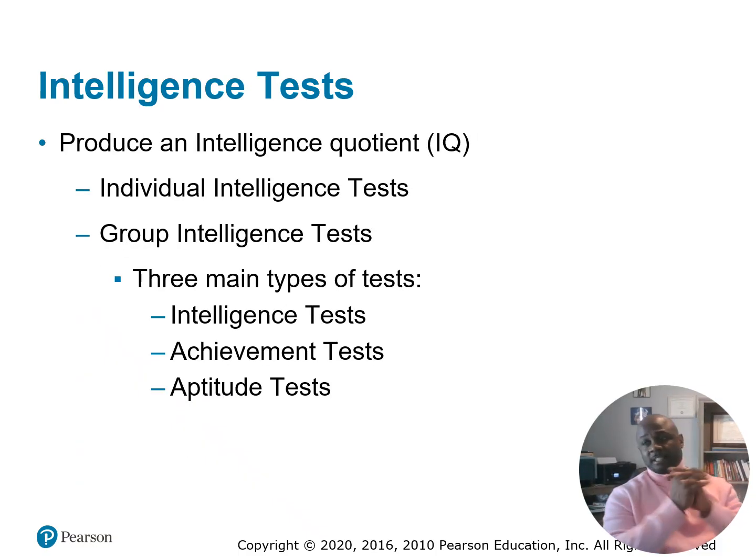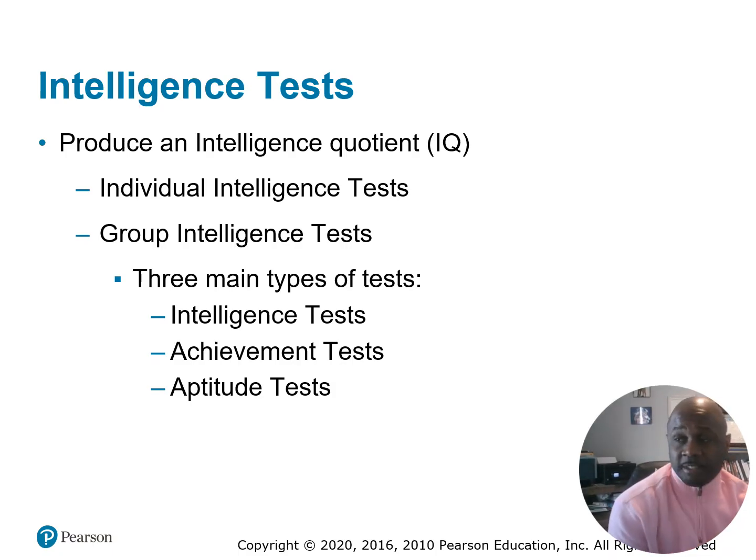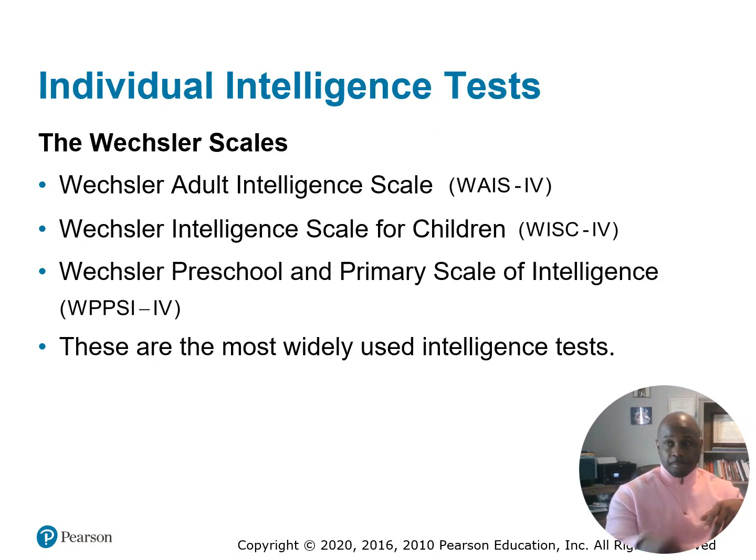So intelligence tests produce an IQ, which we call an intelligence quotient, right? There are individual intelligence tests and there are group intelligence tests. The three main types of tests are intelligence tests, achievement tests, and aptitude tests. We'll talk about each as we move on.